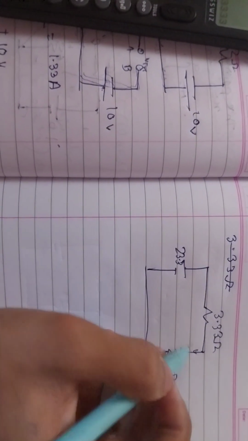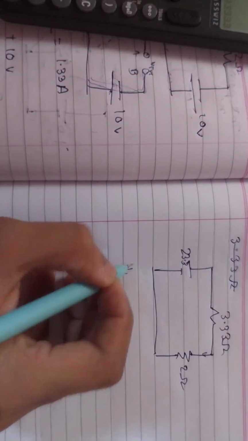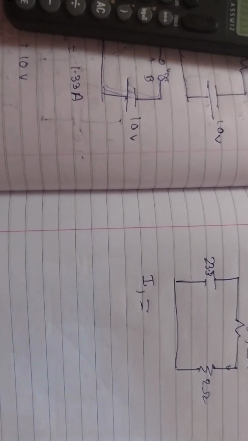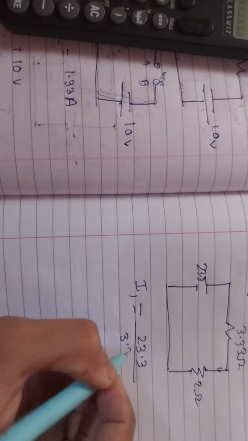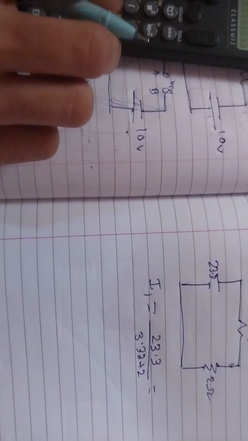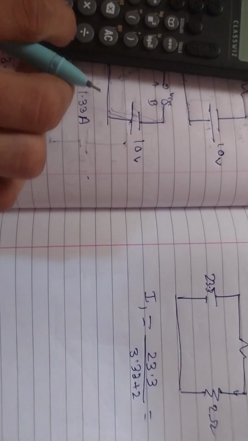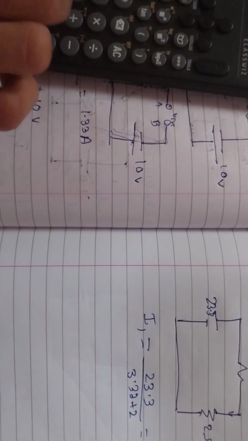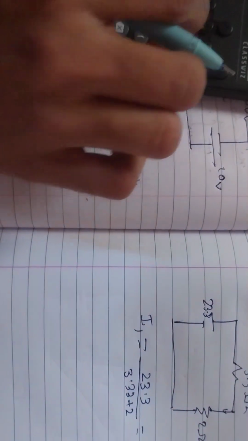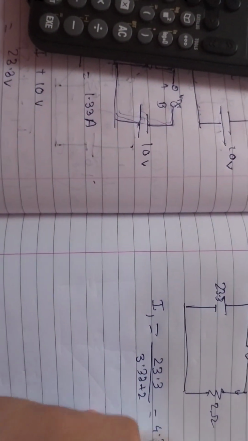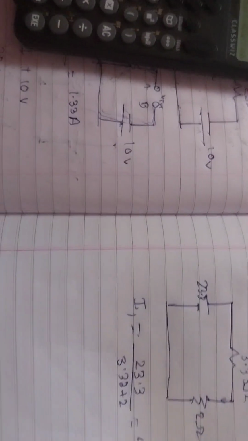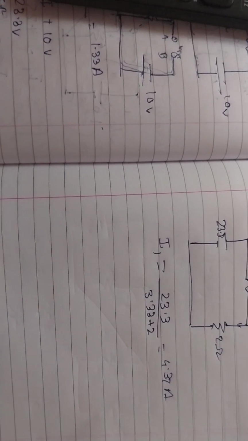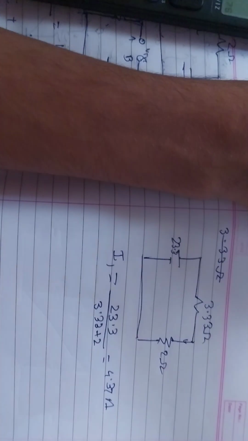And now to calculate the current through the 2 ohm resistor, we use the simple formula: 23.3 upon 3.3 plus 2 is equal to 23.3 divided by 5.33. It's 4.37 amps. I'm right. Yes, it's 4.38 in the Ravi set. It's 4.37 we are getting. We'll solve this one.